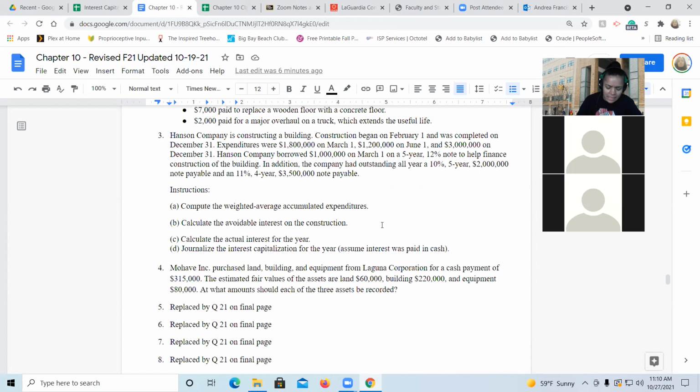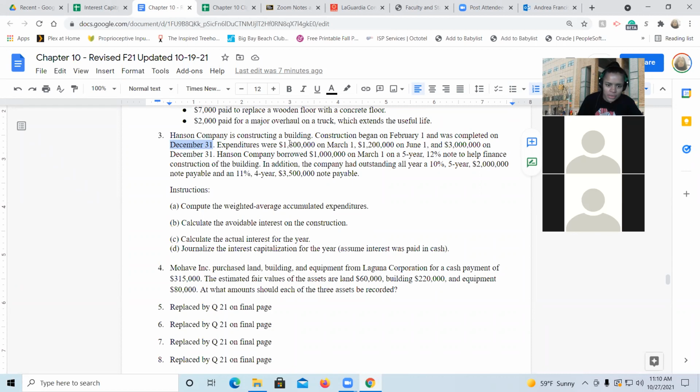So Hansen Company is constructing a building. Construction began on February the 1st. Remember, part of the conditions for interest capitalization is that the activities have actually started. So by February 1st, that condition is met, and construction was completed on December the 31st. Given the other part of the theory, that interest capitalization stops when the asset is substantially complete, we have to stop capitalizing on December the 31st.